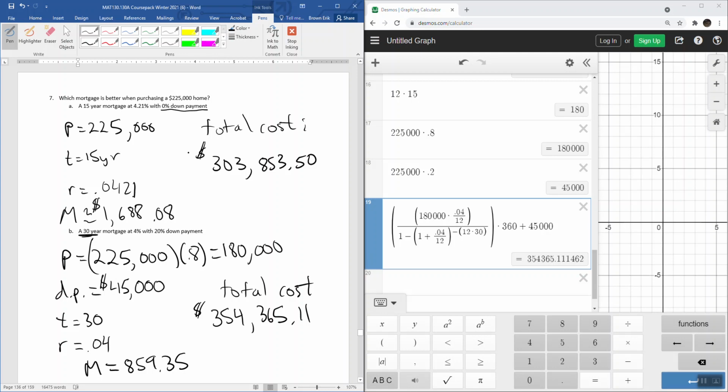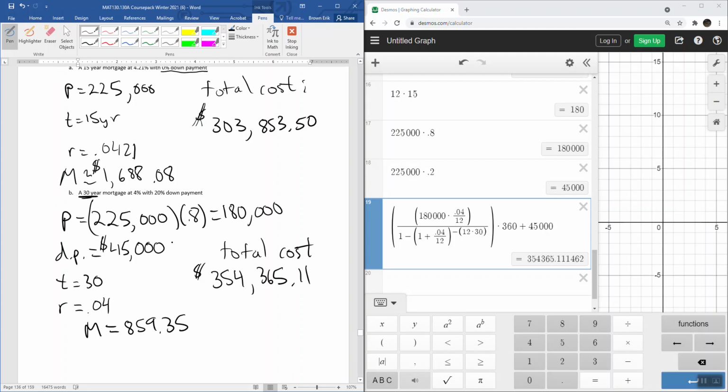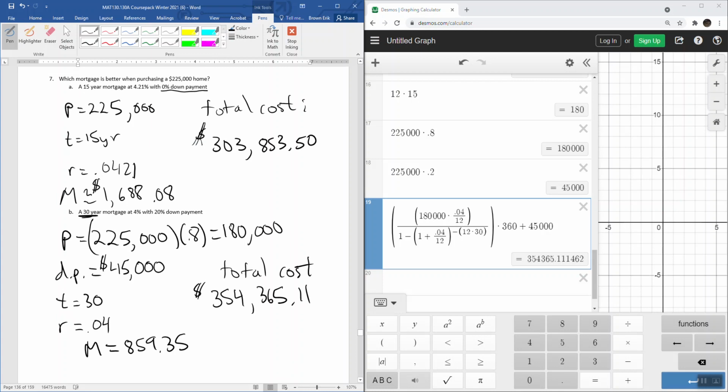So we spend quite a bit more, and it takes us a lot longer to actually own that house, because you don't really own the house until you've paid a significant portion. The bank owns it, and you're just essentially renting it from them. So which is better? I don't know. It depends on your financial situation. I would say this is definitely better if you can come up with $45,000 as a down payment.